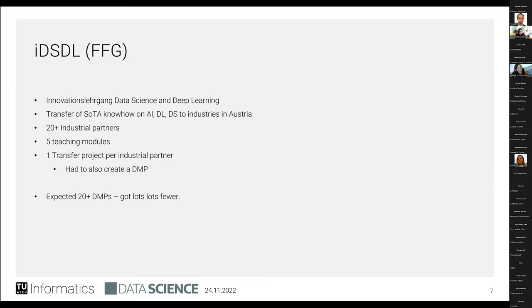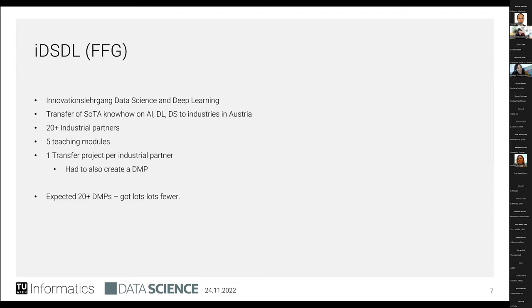And together with researchers from our institute, they would implement the ideas they have learned in the project in their own company. And one of the tasks in these transfer projects was to create a data management plan. We expected about 10 to 20 plus DMPs, so we had in total 24 companies. Some dropped out, one or two dropped out during the project, but still we had 20 plus projects.